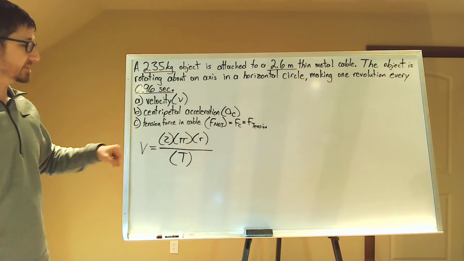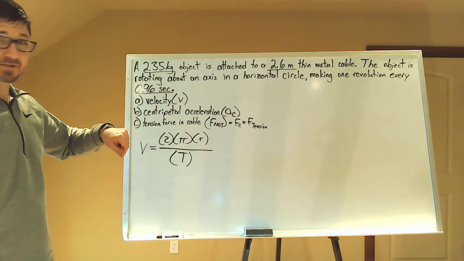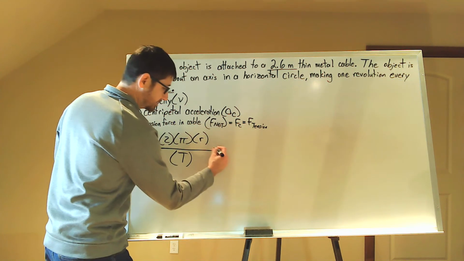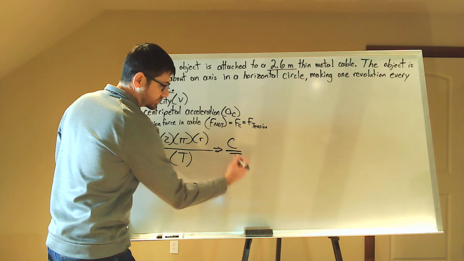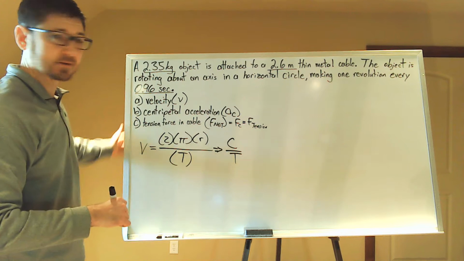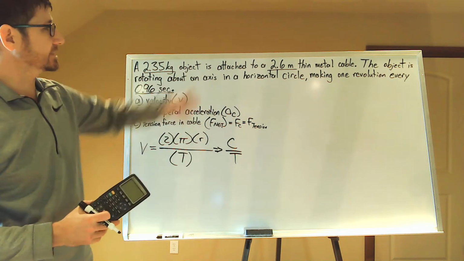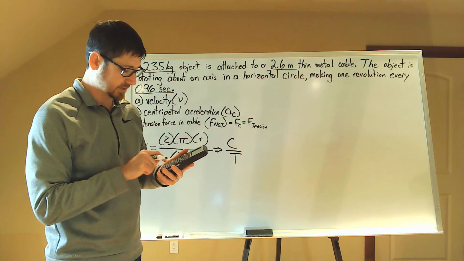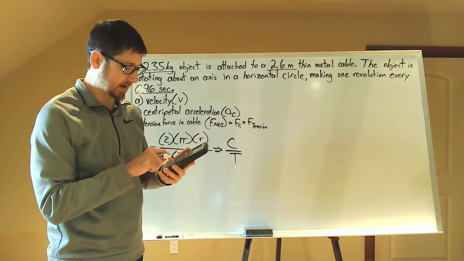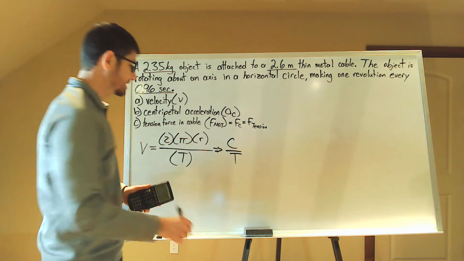So the displacement vector is the full revolution. This is going to be the circumference of the circle that it travels divided by the time period. So let's go ahead and grab our calculator. The radius is 2.6 meters. So let's do 2 times 2.6 times pi. This is going to give us 16.336 meters.